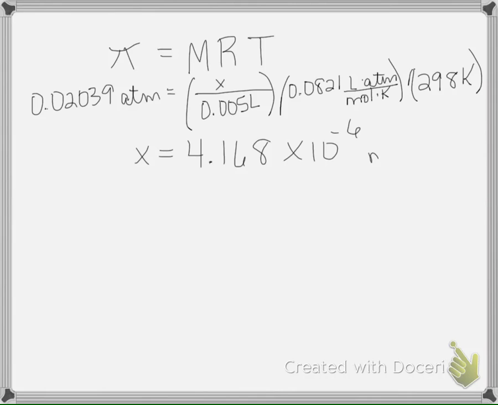Do y'all get 4.169? Not mine. 4.165. Okay, set up like I have it. I said 0.02039 times 0.005. Cross multiply. To get X by itself, I've got to divide that number by the product of 0.0821 and 298. And when I do that, I get X is 4.168 times 10 to the minus 6 moles of insulin.